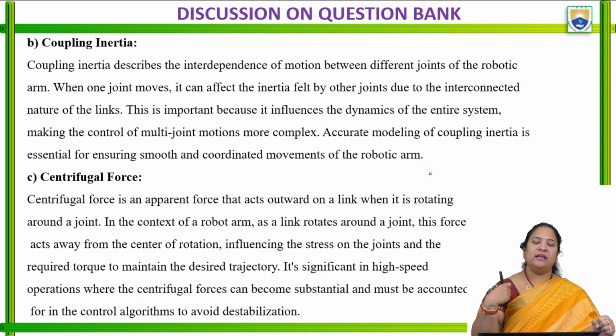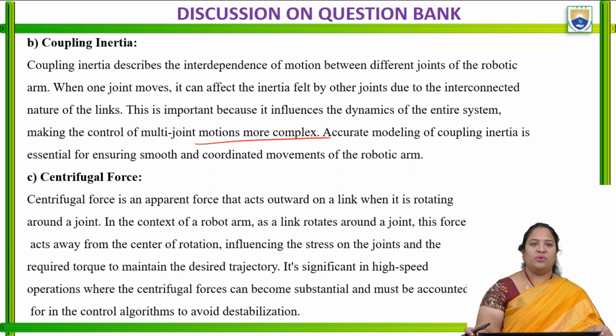It is interconnected. This particular joint is interconnected with the arm. So when one joint moves, it can affect the inertia felt by the other joint due to the interconnected nature of the links. This is important because it influences the dynamics of the entire system, which makes the control of multi-joint motion very complex. So accurate modeling of the coupling inertia is essential for ensuring smooth and coordinated movement of the robot arm. Clear?